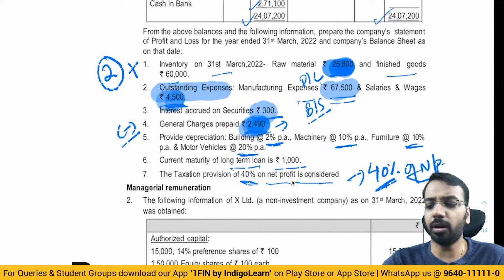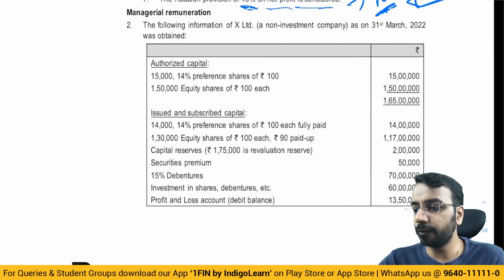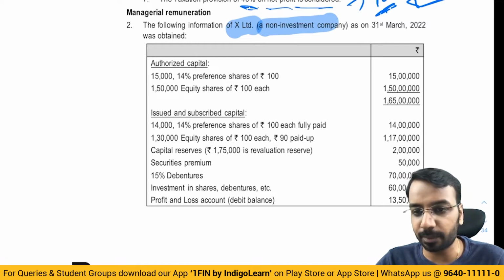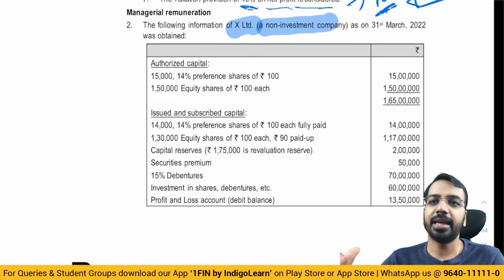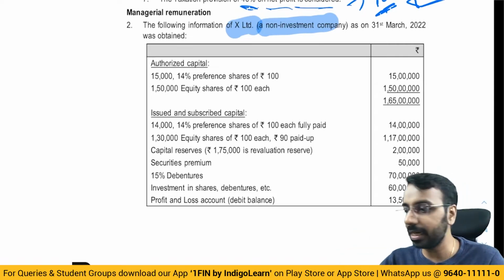Now moving on to the next question on managerial remuneration. The following information of X Limited, a non-investment company. The moment you get a non-investment company, one thing that should strike your mind is that when you are calculating effective capital, you have to reduce the investment part, right?